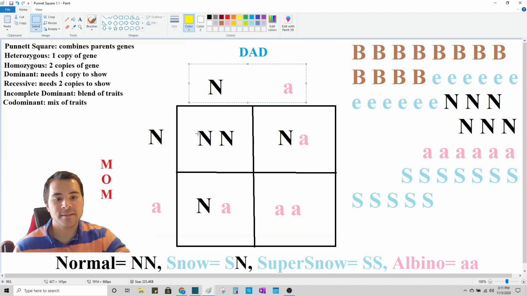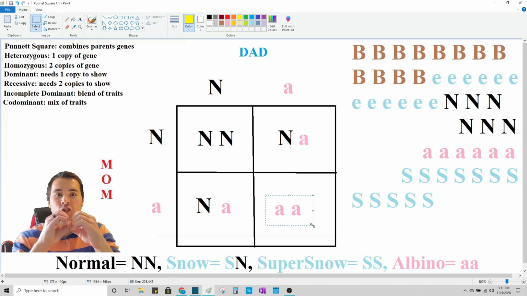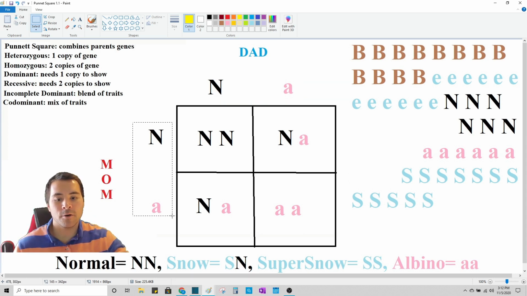So a het to a het will produce 25% of the recessive gene trait that you are looking for. Het albino to het albino will produce 25% actual albinos, 50% het albinos, because you see there's 2 out of 4 here, and 25% non-albino.